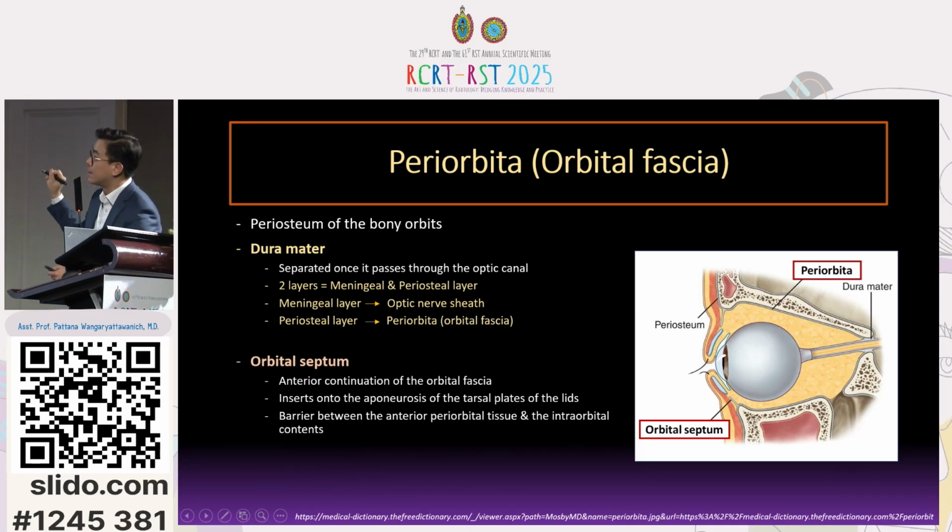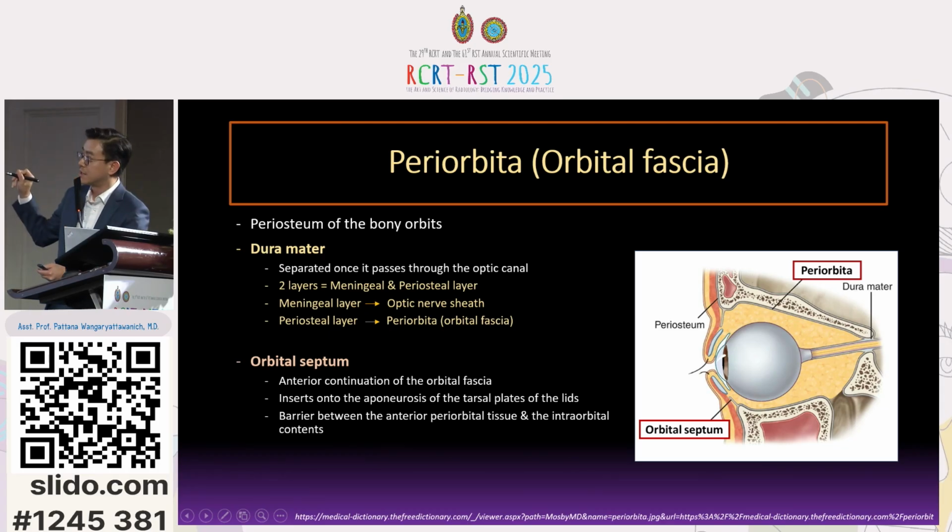So we have the periosteal layer of the dura that forms the periorbita or orbital fascia along the bony wall of the orbit. And then the second layer is the meningeal layer of the dura, and that will cover the intraorbital optic nerve. And then the anterior aspect of the orbital fascia is in continuity with a structure called the orbital septum. The orbital septum attaches to the aponeurosis of the tarsal plates of the upper and lower eyelids. And the orbital septum acts like a barrier between the anterior periorbital tissue and the intraorbital tissue.